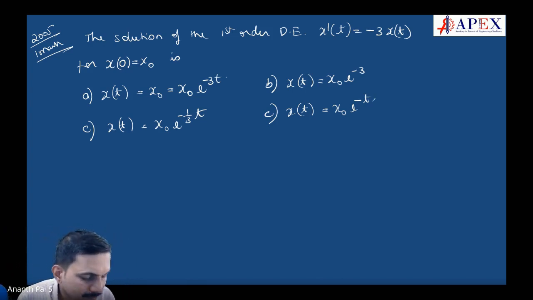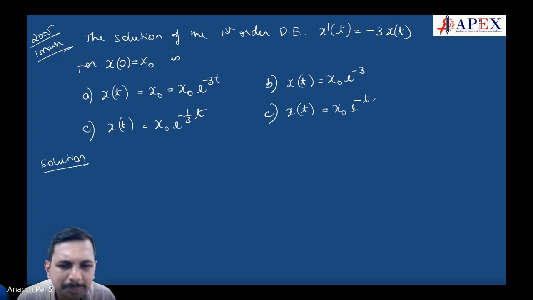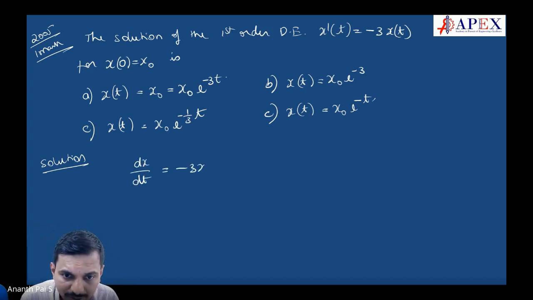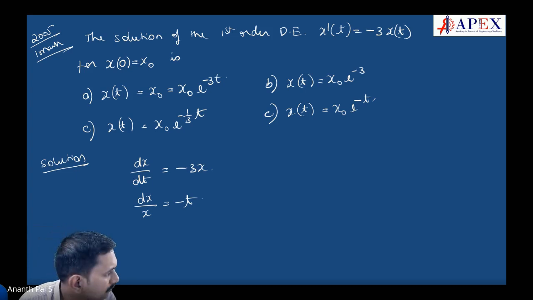Let us look at it. How do you do that? You get the solution, very simple. These kind of questions are a lot. So just you have to separate out the equations, right? So let us see. We have dx by dt is equal to minus 3x. So you just have to do dx by x is equal to minus 3 dt. Integrate.